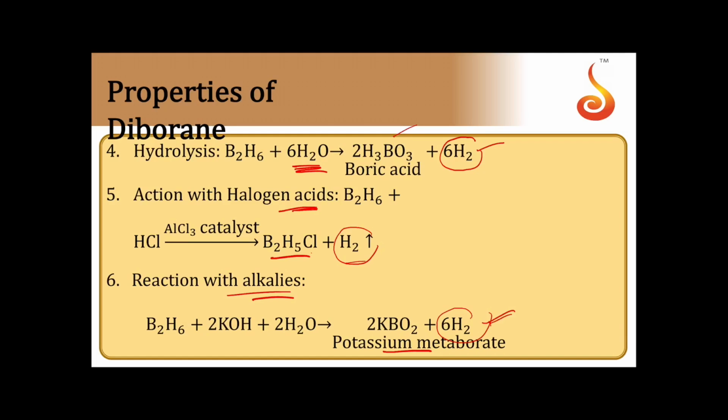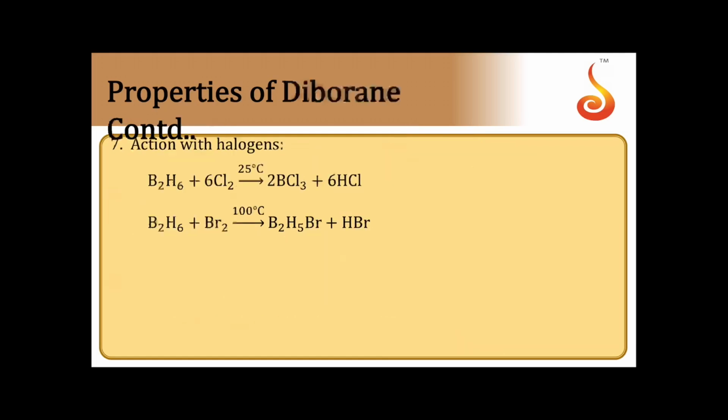It produces H2 as one of the products in them. Then comes the next, other properties of diborane. So, action of halogens here. If you take chlorine, because of its high reactivity, the complete molecule breaks down and we are going to get BCl3 and H2 and HCl there.